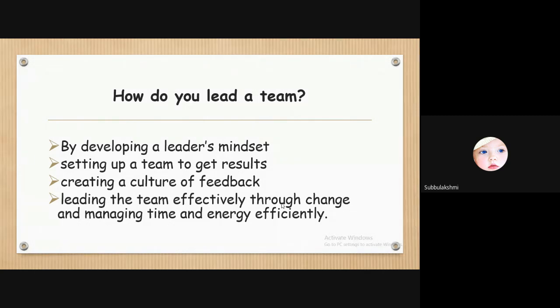And so, how to lead a team? In team building, somebody should take the lead of the team. We need to make them clear about how to lead. First is the leader's mindset. Setting up a team to get results, they need to have a checklist of what they are going to achieve and create a culture of feedback among themselves. They can lead the team effectively by managing time and working efficiently. These are certain points the team leader should list out so that accordingly he can mold and shape the members of the team.